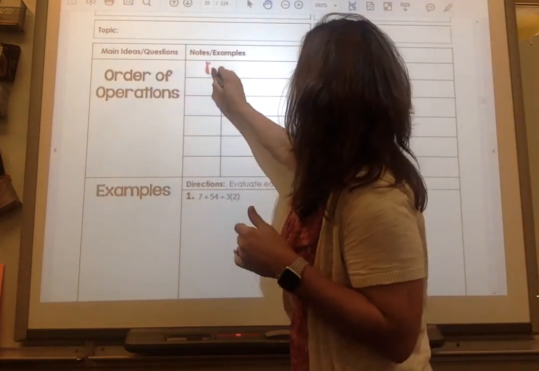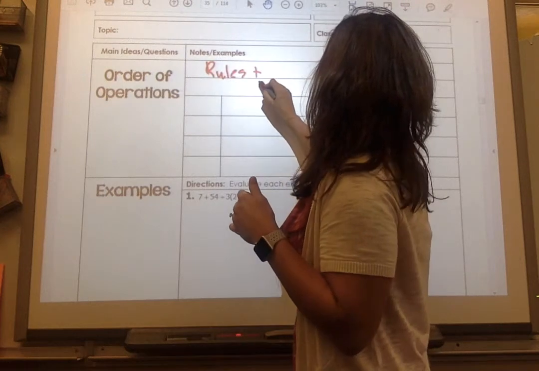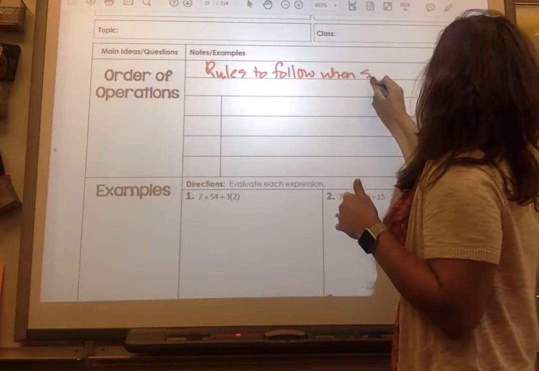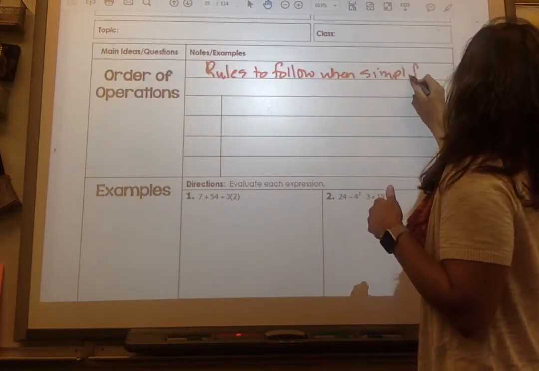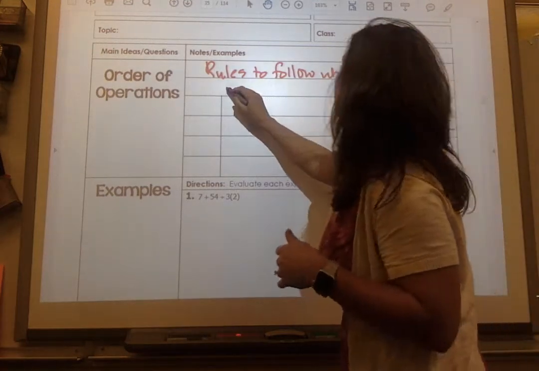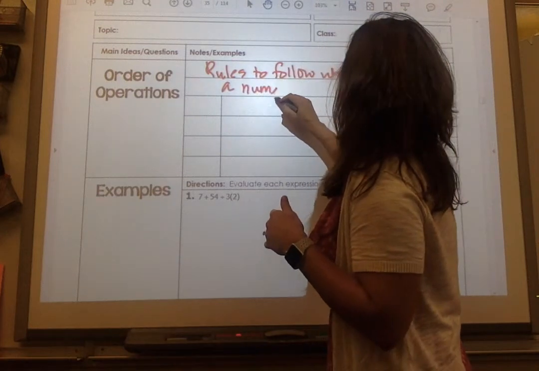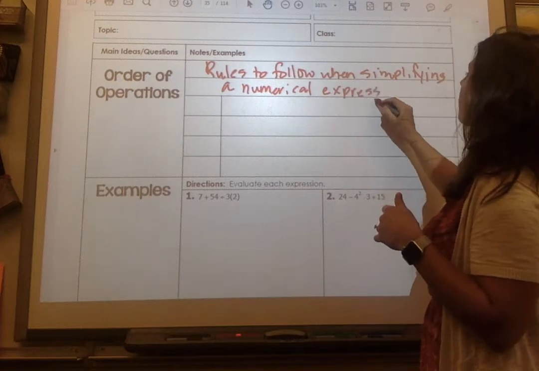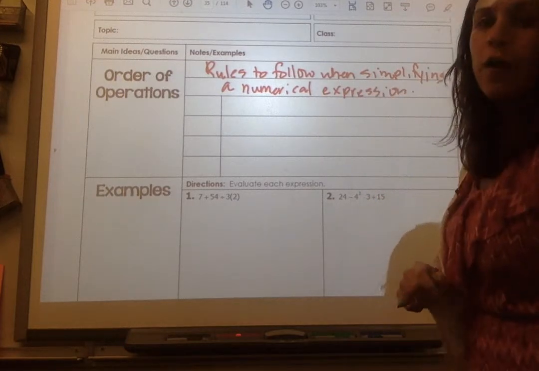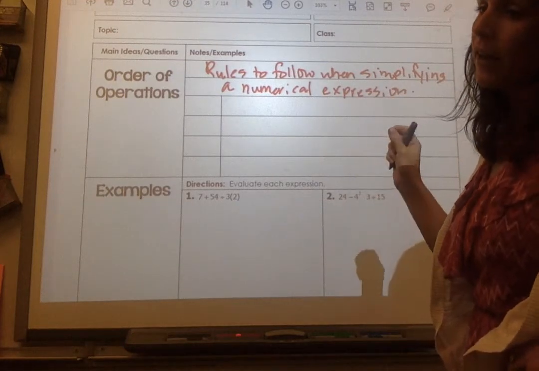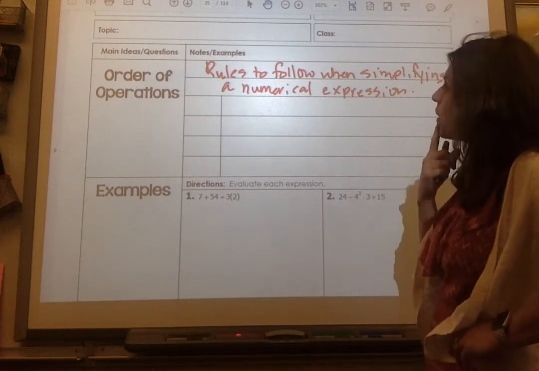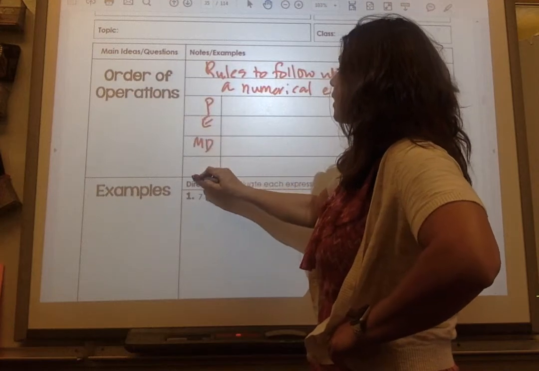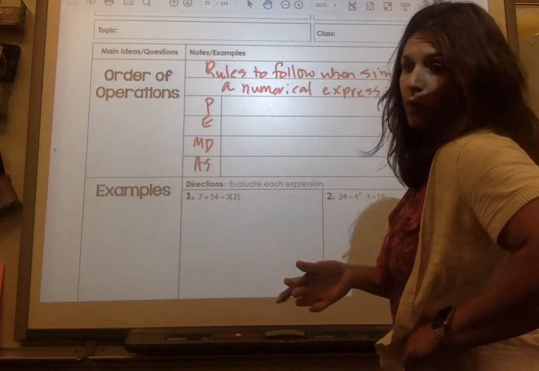It is rules to follow when simplifying a numerical expression. Rules to follow when simplifying a numerical expression. So we know that as PEMDAS. Please excuse my dear Aunt Sally. We've seen it before. We've been doing it forever.